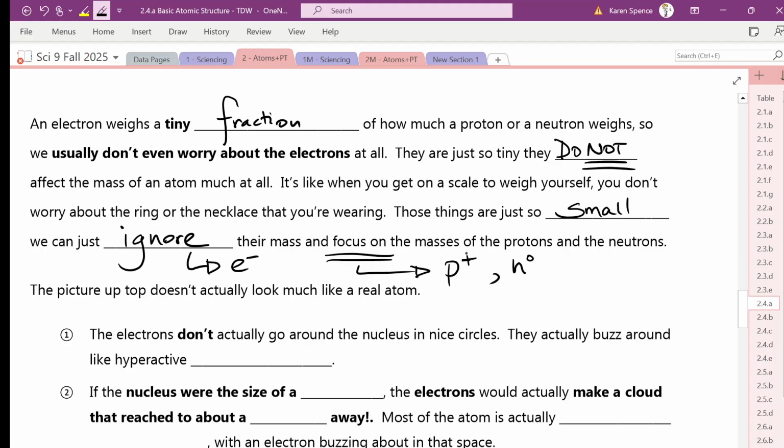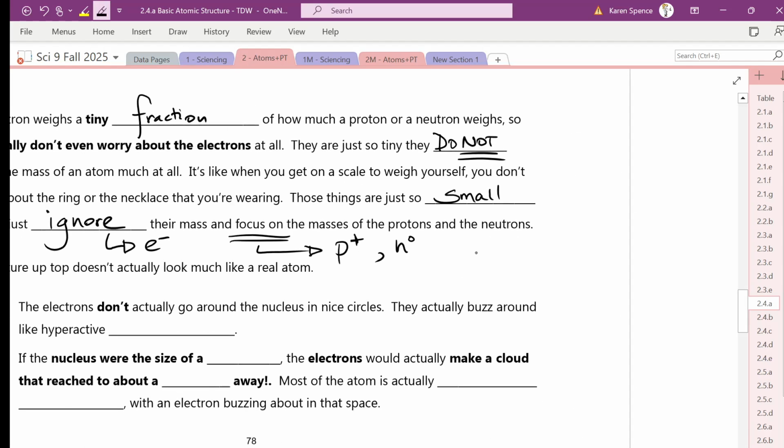And if you're like, what are these symbols you are drawing, Ms. Spence? E with a little negative means electron. P with a plus means proton. N with a 0 means neutron. So E is electron. P with a plus, proton. N with a 0, neutron.